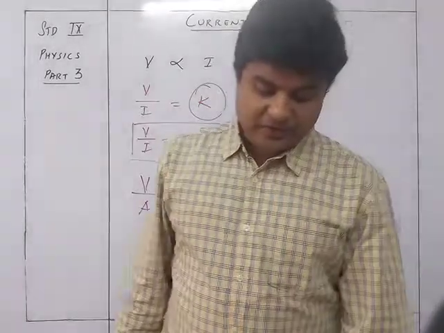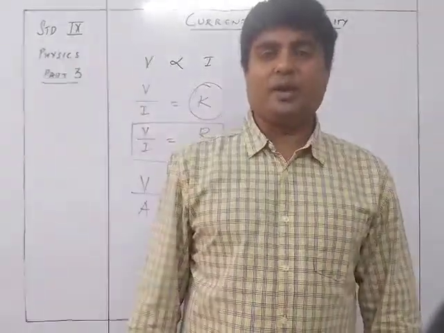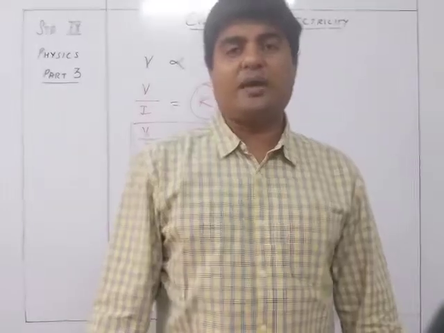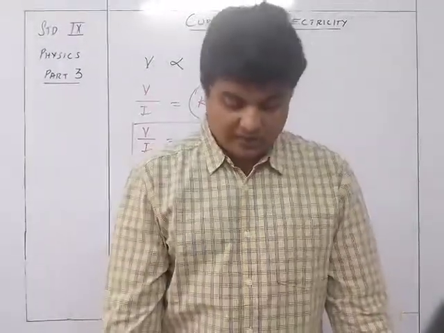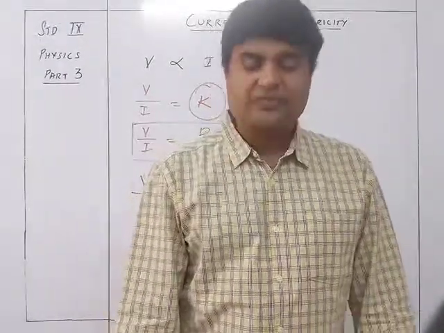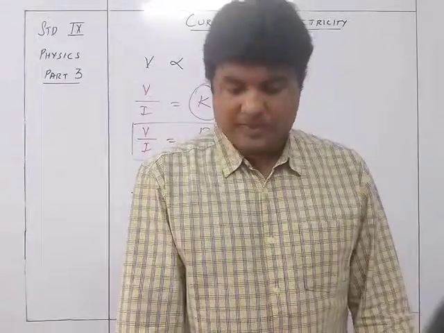So if the potential difference is 1 volt and the current is 1 ampere, then the resistance of the wire is 1 ohm. This was about the resistance. Now we talk about the factors affecting the resistance of the conductor, but I'll take it in the next video.